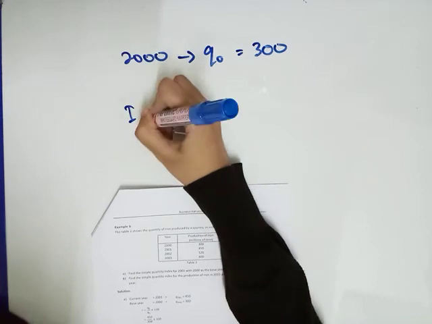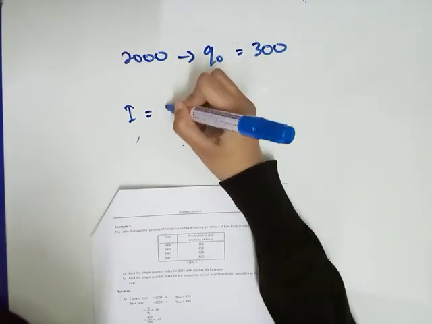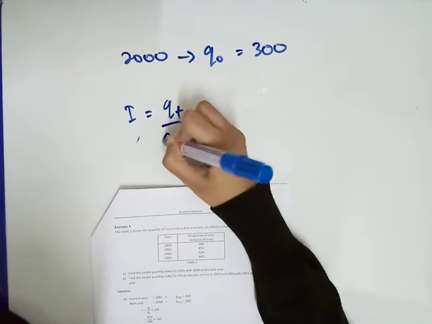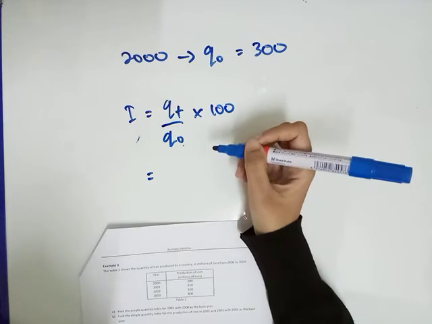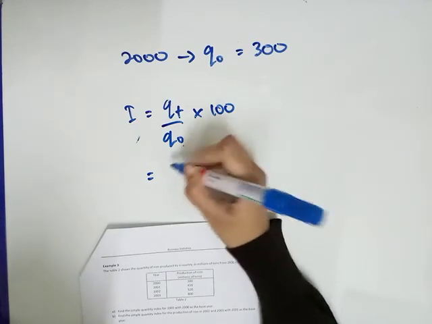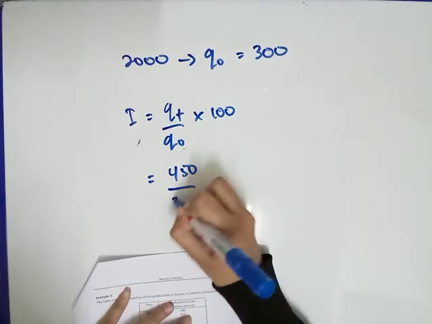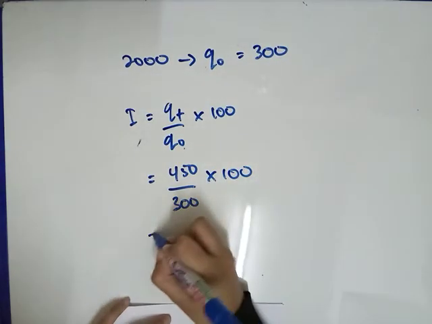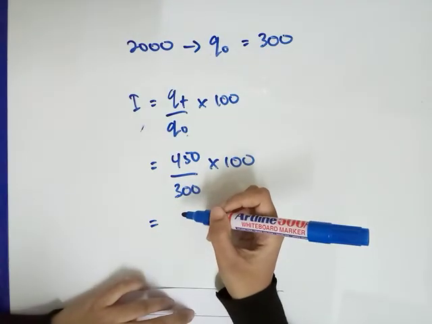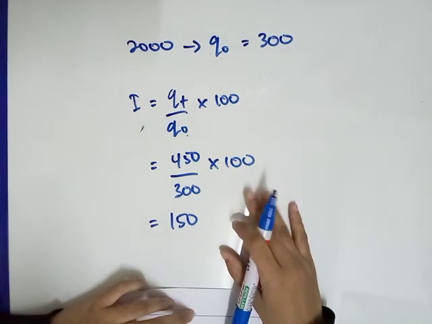Okay, so the index is, okay, the quantity index is QT divided by Q naught times 100. So QT is 450 divide Q naught, the 300 times 100. Then try calculate, you will get 150. Okay, this is for A.